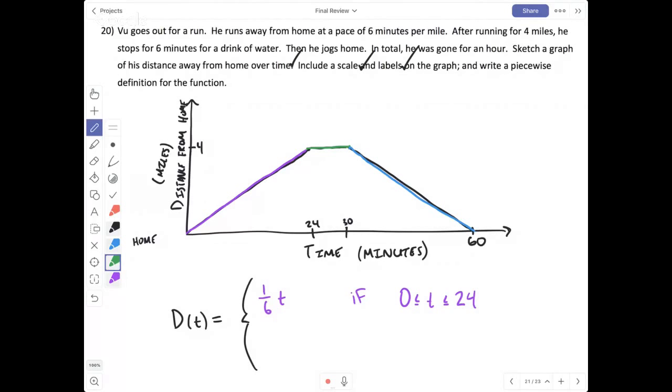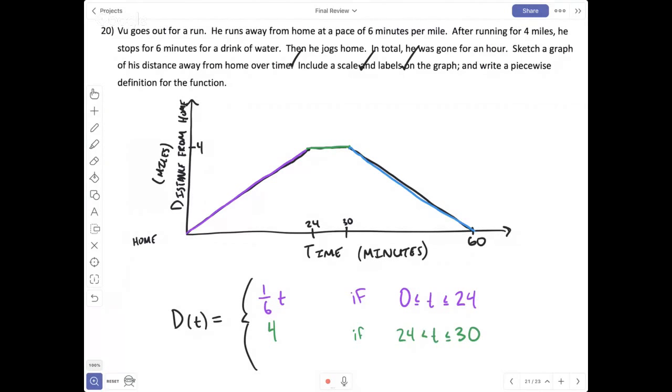Then he stops for a drink of water, and he is now 4 miles away from home. So 4, if 24 is less than or equal to, oh no, I shouldn't say less than or equal to, because I've already defined what happens at 24 here. So here I'm going to say 24 less than t less than or equal to 30.